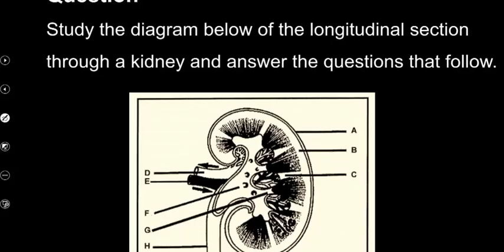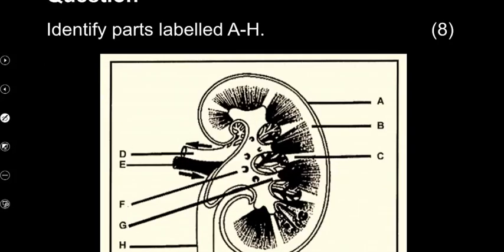And as I said, have a look at the question that I've put on the board for you. As soon as you see it, it's the macroscopic structure. It says to you, study the diagram below of the longitudinal section through a kidney and answer the questions that follow. Now, if we look at our very first question, 8 marks is quite a lot, and all they want you to do is to label it. As I said to you, when we label it, you must know the macroscopic structure of the kidney. You must be able to label it.